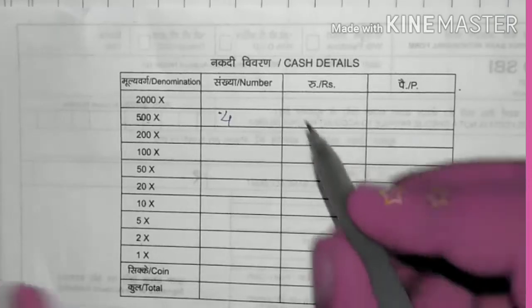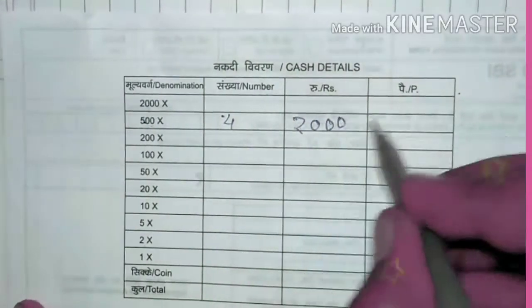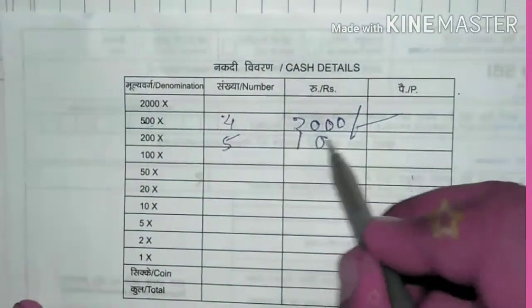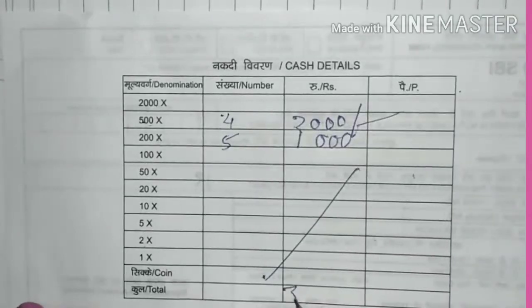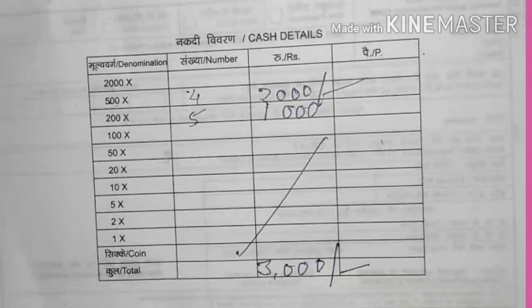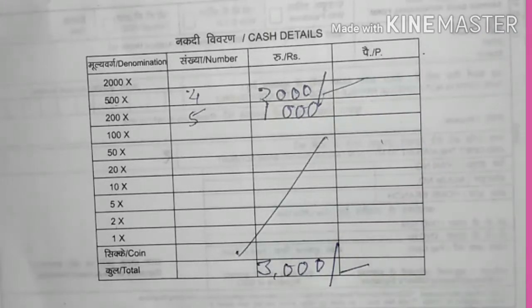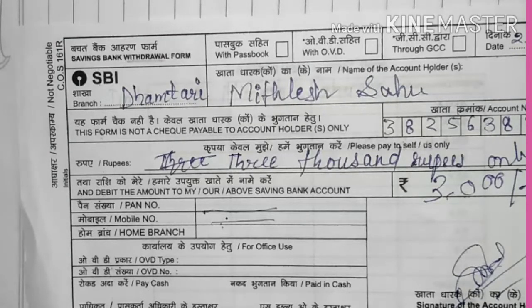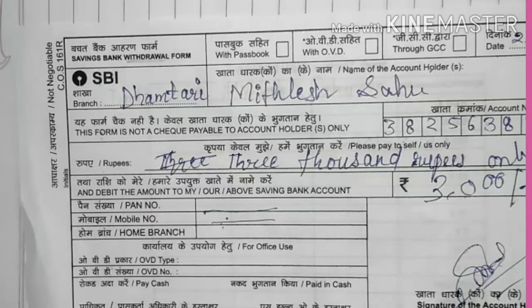So how many notes is here? 2000 rupees. Then 5 notes of 200, so this is 3000 rupees. Understood? So whenever you fill this form properly and neat and clean, then the bank will give you that money. Understood? You can fill this form. Now you all have understood how you can fill a deposit form or withdrawal form. Okay.